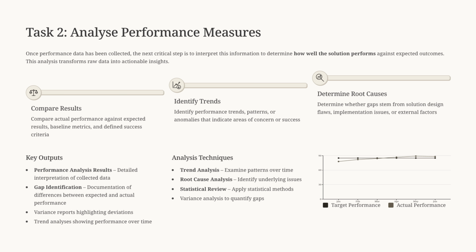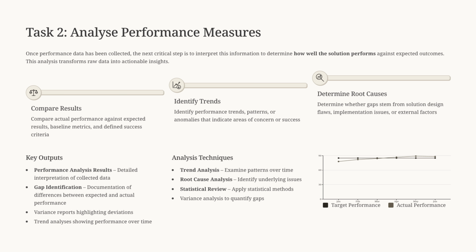Then, we identify trends, patterns that reveal whether performance is improving, declining, or stagnating. Finally, we determine root causes, understanding why the gaps exist. Are they caused by technical flaws, user adoption issues, or process bottlenecks? The outputs here include performance analysis results, gap identification, and trend reports. BABOK recommends techniques like trend analysis, root cause analysis, and statistical review to help quantify and interpret findings.